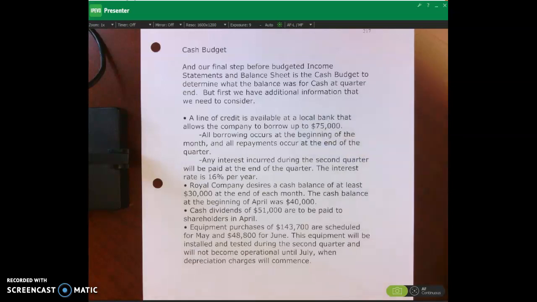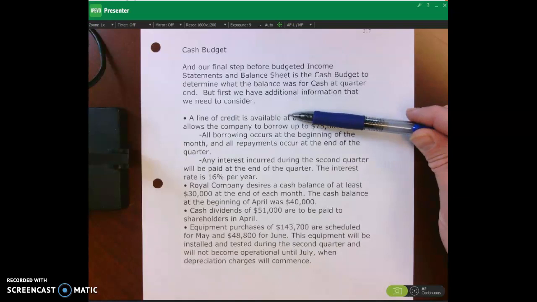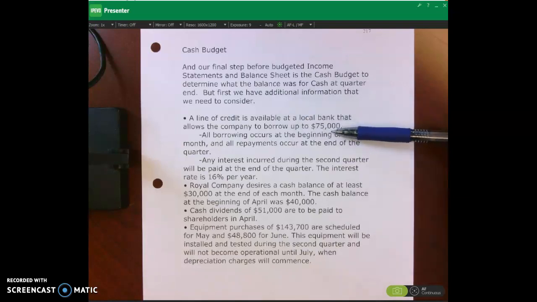You know, I have a home, and a couple of years ago, I took out a line of credit to borrow against the value of my home, and I could use this to do any type of home improvements or pay for any other things that might come up for which I didn't have a significant amount of cash. And so it's the same thing over here. It's just a line of credit. This Royal Company can go to the bank and borrow up to $75,000.